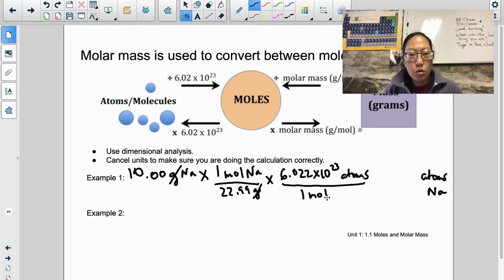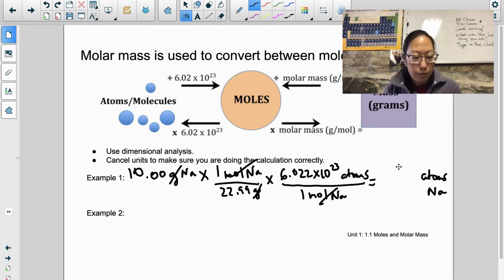Is 1 mole of Na. So that cancels that out. And so if we take 10 divided by 22.99 times 6.022 times 10 to the 23, we will get atoms of sodium. So I'll put that in my calculator here.